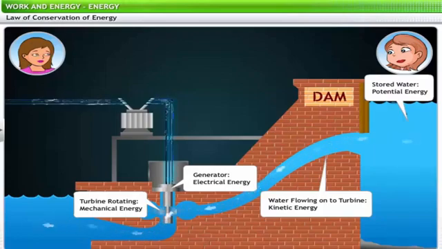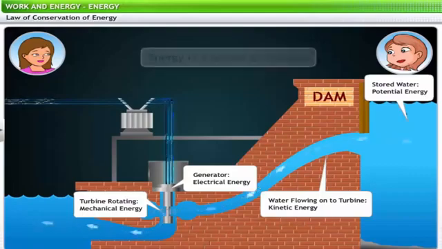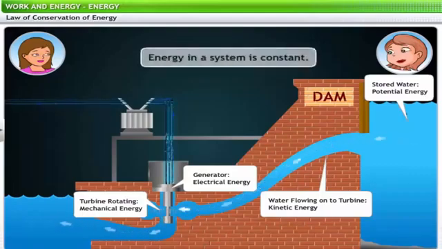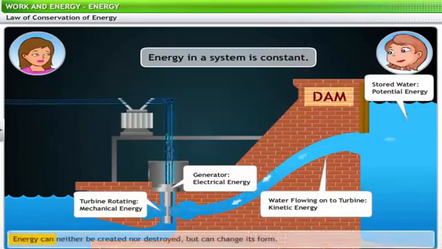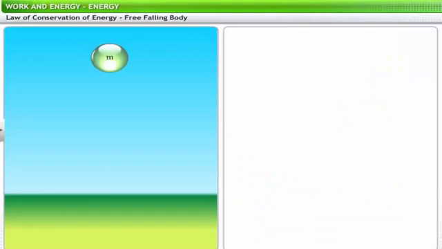Doesn't it ever get used up? No. Just like momentum and mass, energy in a system is constant. The law of conservation of energy states that energy can neither be created nor destroyed, but can change its form. An example will help you understand this law better.